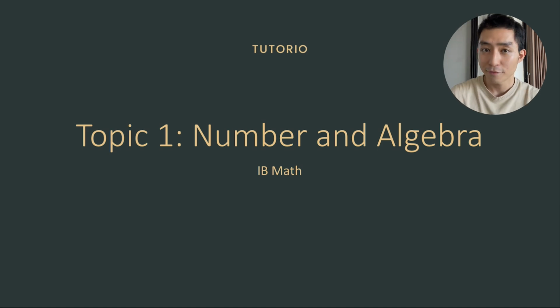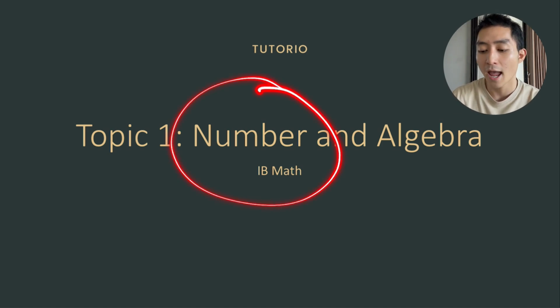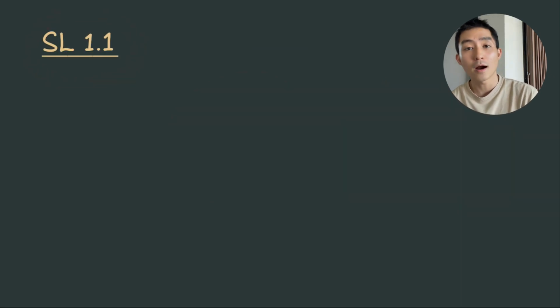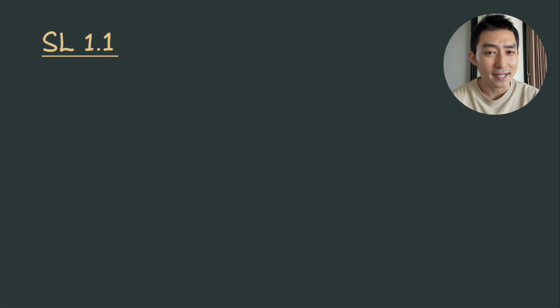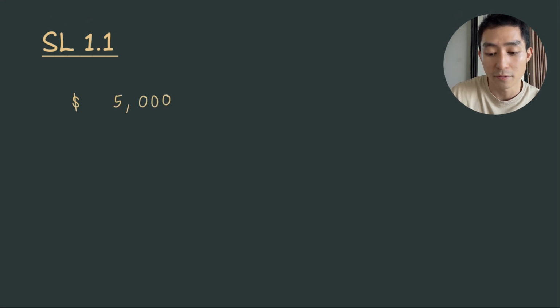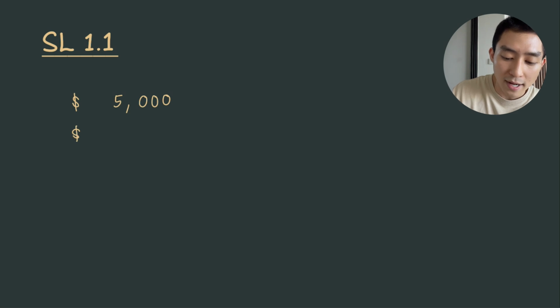Let's get started. The first topic is about number and algebra. On the syllabus standard level 1.1, you are going to be tested on scientific notation. What is it? We can begin with a hypothetical situation. Let's say you see an item that is priced $5,000. So we can write that as 5,000. Because we buy a lot of them, like let's say 1,000 of them, the price is 5 million. So we write it 5 million.